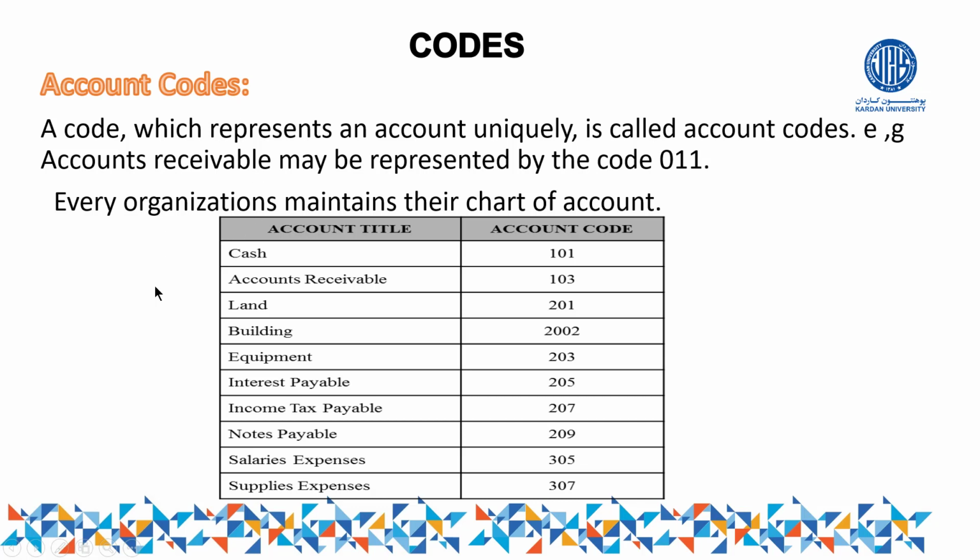Account code simply means the code which is given for different accounts. For example, in the chart of accounts of a particular organization, the code for cash is this much, for accounts receivable is this much, for land is this much. Different codes are provided for different accounts. It's not a complicated one.